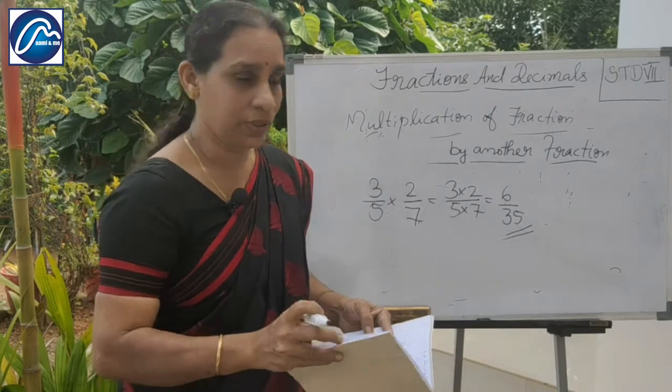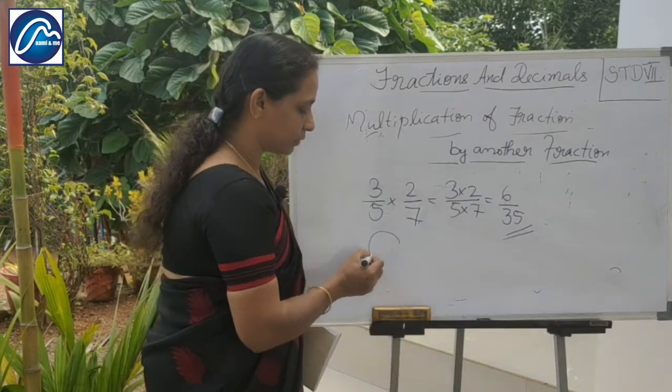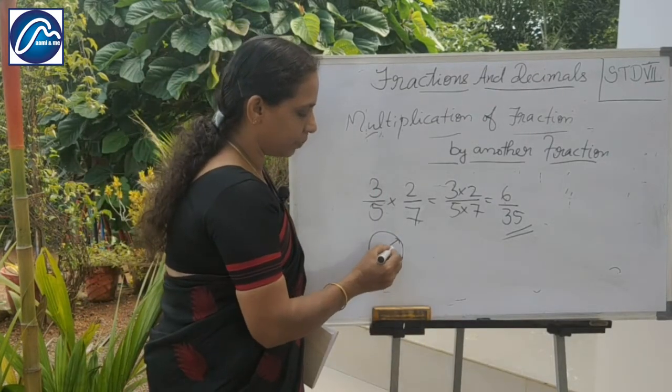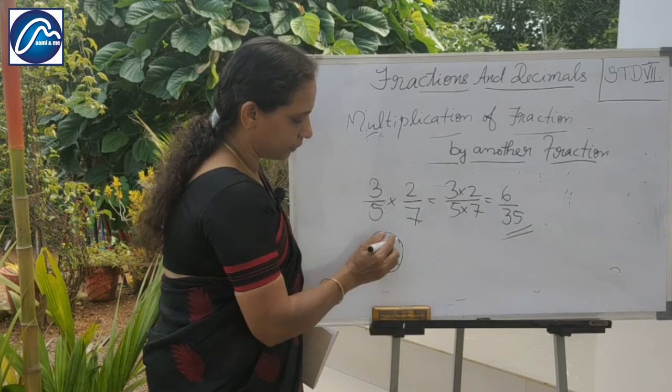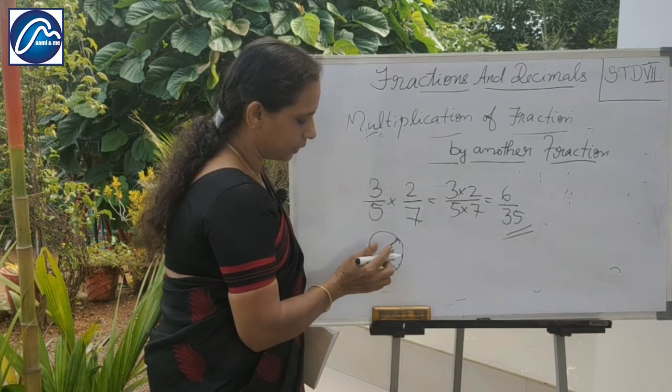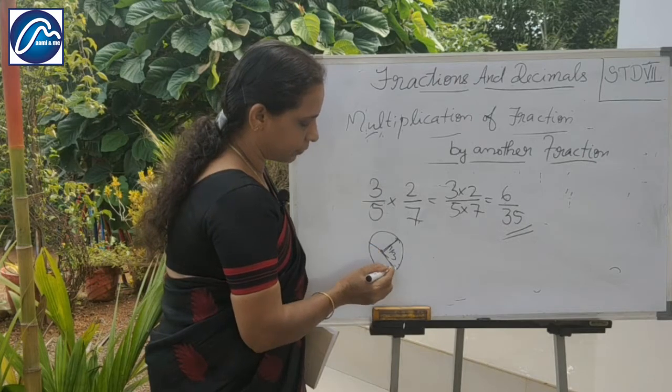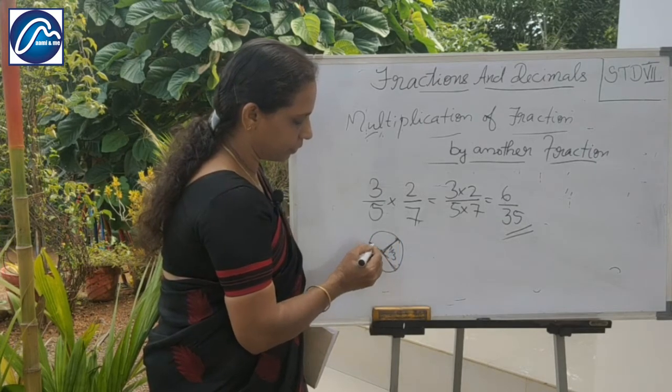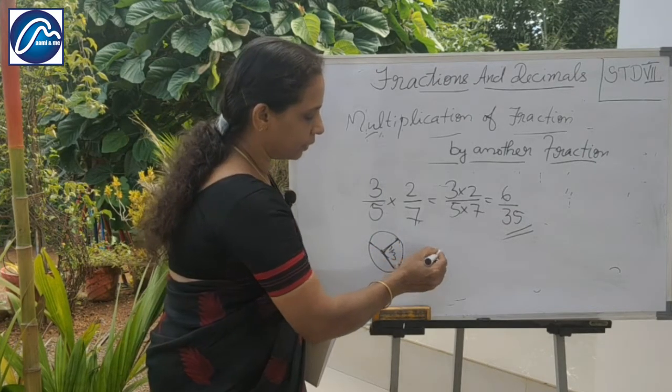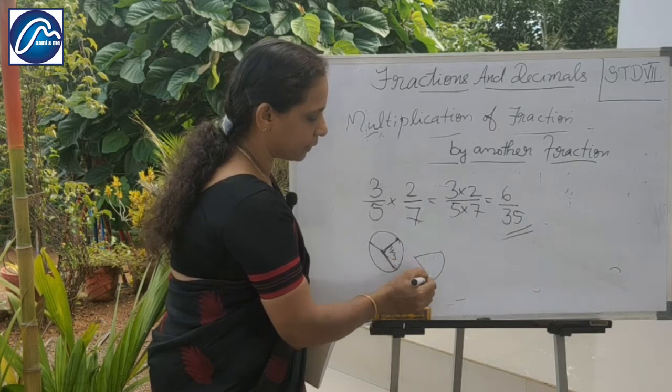For example, another example, let us draw a picture and see. This is 1 by 3, you know. Here we divided one thing into 3. And this is 1 by 3. Okay? This is 1 by 3. Then I am taking this 1 by 3 again.